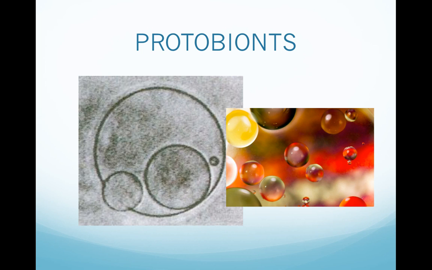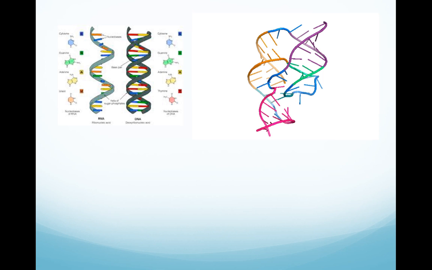When oil, which is a lipid, is dropped in water, it forms a small bubble. This can act as a simple plasma or cell membrane. As you know, all living things contain DNA. However, the first genetic material was probably RNA.